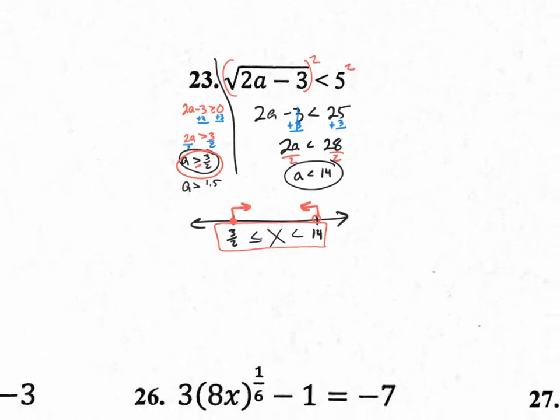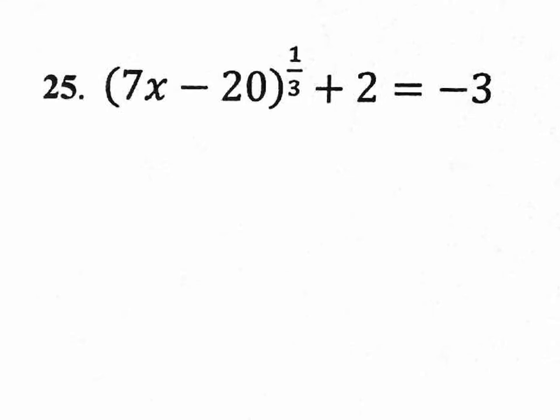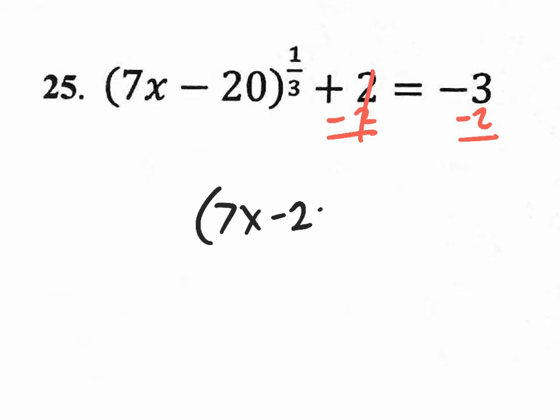That's number 23. Let's jump to number 25. Right here we have a rational exponent. It's technically a third root, but we don't even have to change it to a third root. We could just work with this, subtract 2 on both sides to start getting the x by itself on the left side. Let me rewrite what I have. Parentheses 7x minus 20 to the power of 1/3 equals -5.